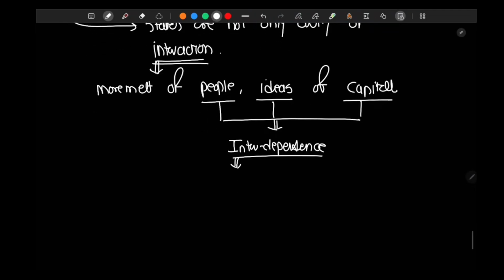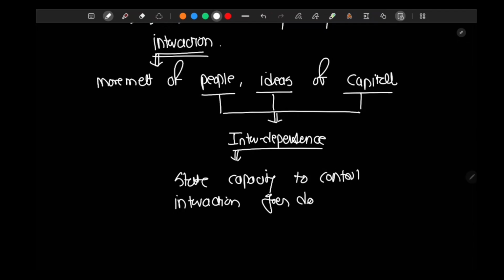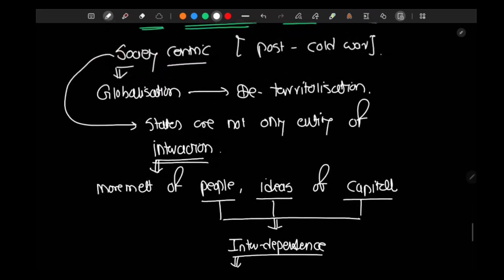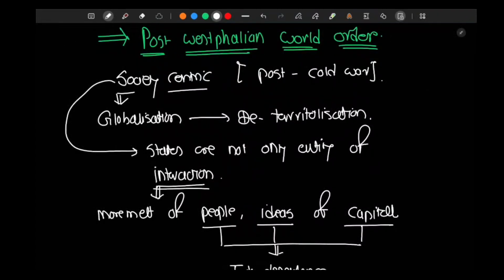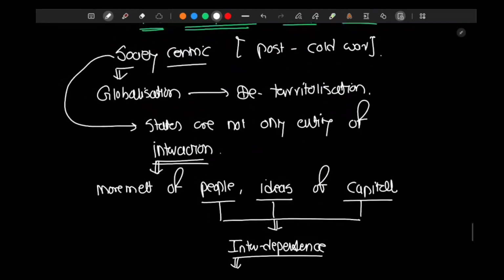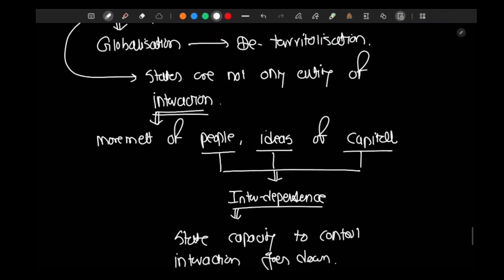When such interdependence happens, the state's capacity to control interaction goes down. However hard the state tries, it does not happen. I will try to explain how this happens. When world order is society centric, what happens and how does the state's capacity to control interaction go down?